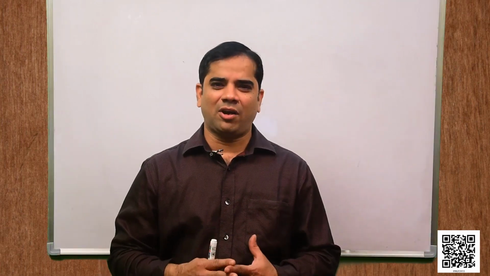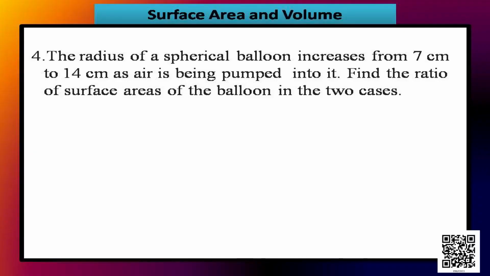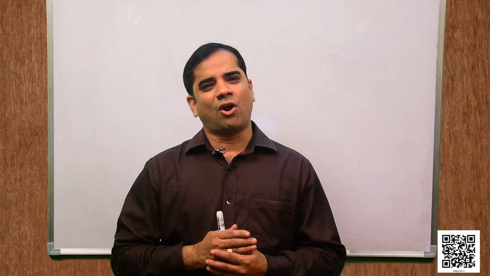Students, let us now solve question number 4. It says the radius of a spherical balloon increases from 7 centimeter to 14 centimeter as air is being pumped into it. Find the ratio of surface areas of the balloon in the two cases. Hope you have understood the question. Let us now solve it.